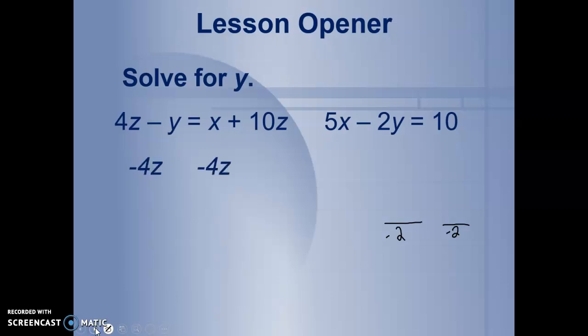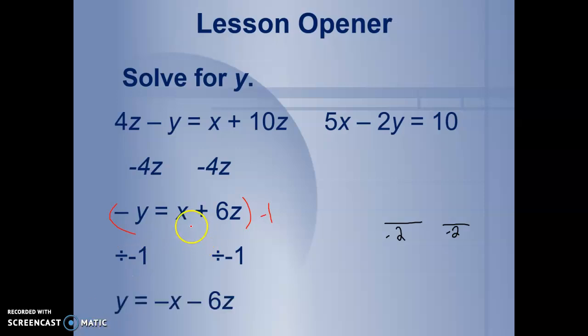On the left, we'll subtract 4z from both sides, which gives us negative y equals x plus 6z. And then if we multiply everything by negative 1, you can also divide by negative 1 as well. Either way, you get y equals negative x minus 6z.